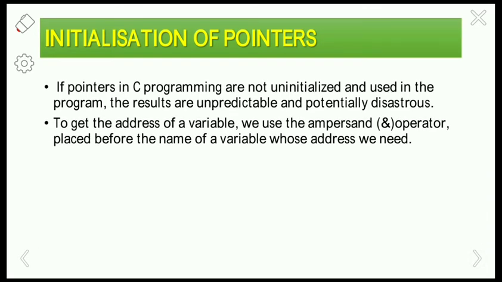To get the address of a variable, we use the ampersand operator, placing it before the name of the variable whose address we need. For declaration of the pointers we use the asterisk symbol, that is the dereference operator. Here the ampersand operator is the referencing operator, so it will refer to the address of the variable. Whereas the dereference operator will denote the value at the particular address. This is the format of how we initialize the pointer: pointer equals address of the variable.